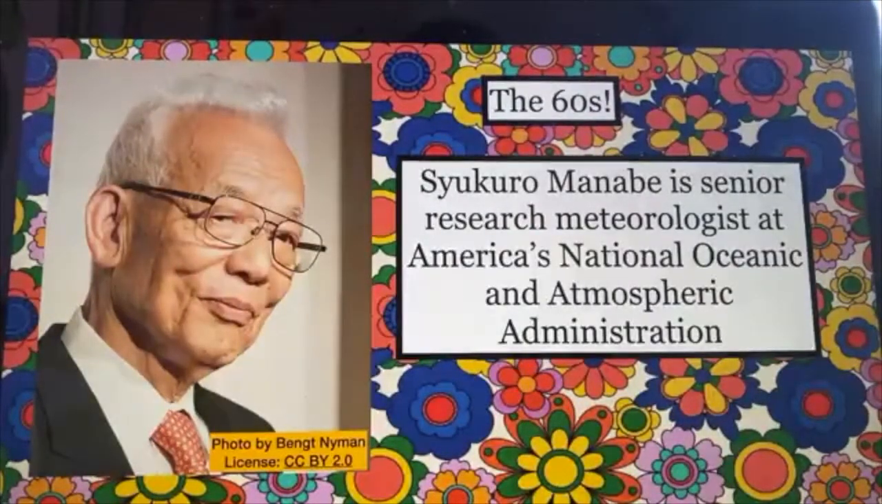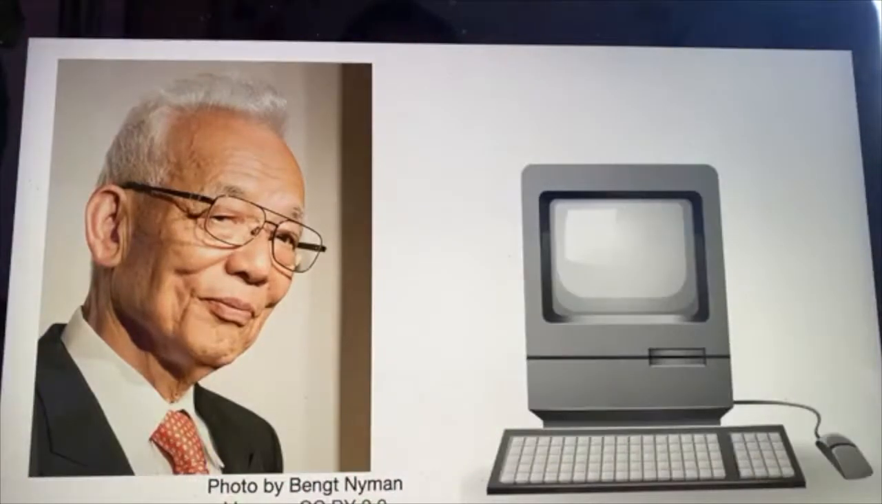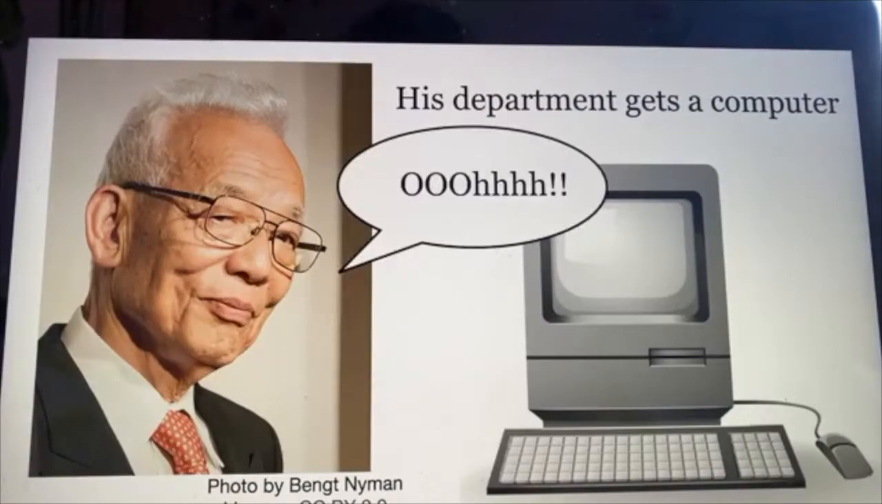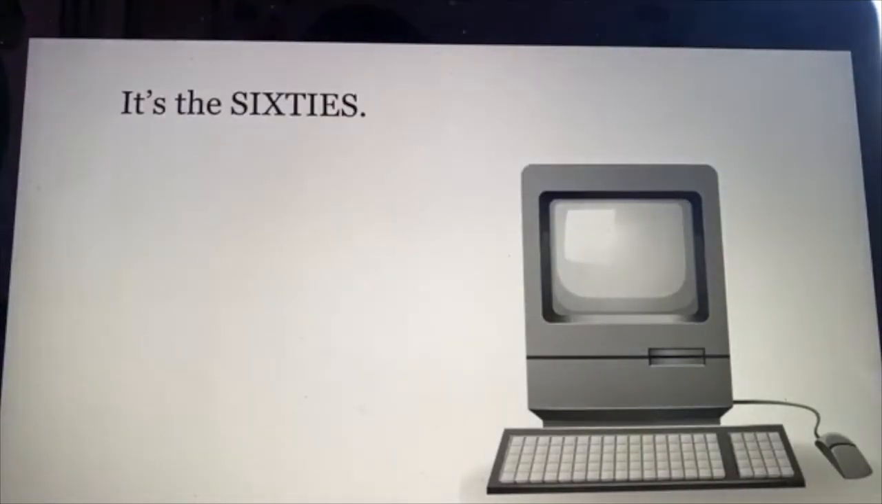It's the 60s! And Syukuro Manabe is senior researcher, meteorologist at America's National Oceanic and Atmospheric Administration. You might have heard of them. The NOAA website is excellent. A lot of beautiful pictures of fish. So he's really rocking out the 60s. He's very excited because his department gets a computer. Ooh!